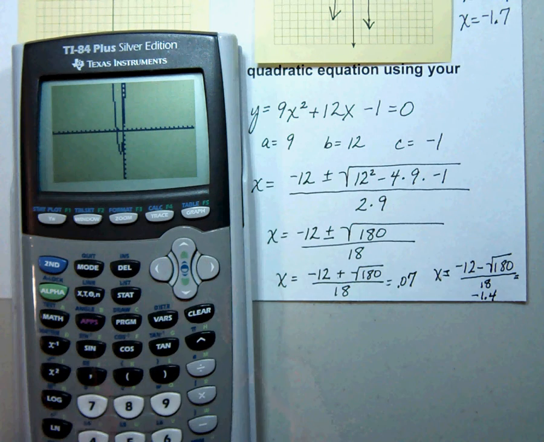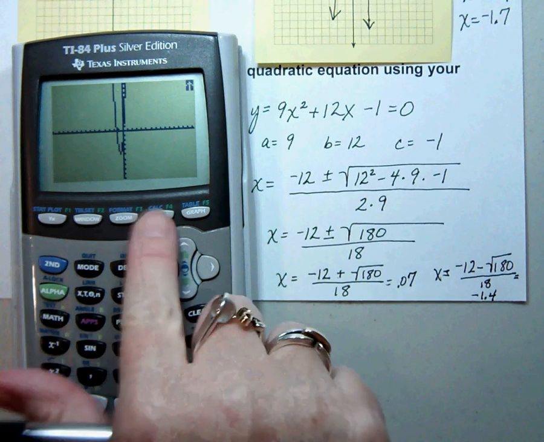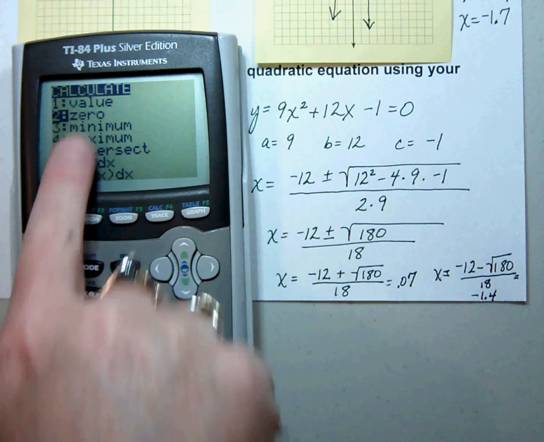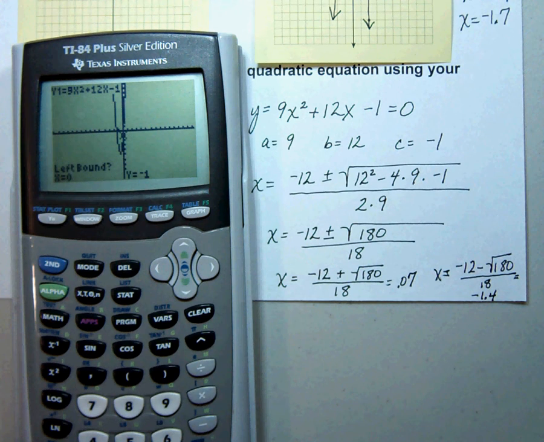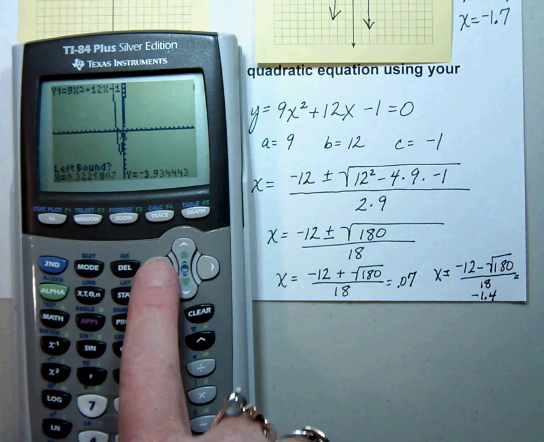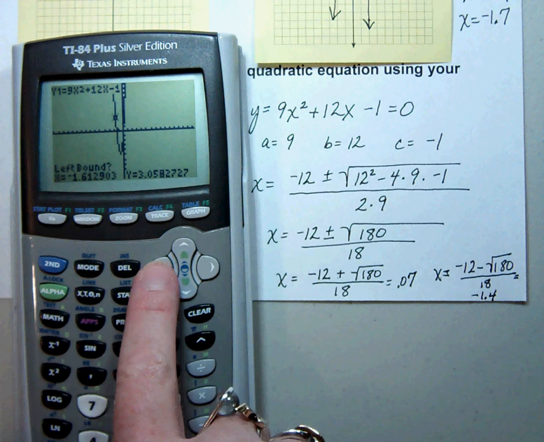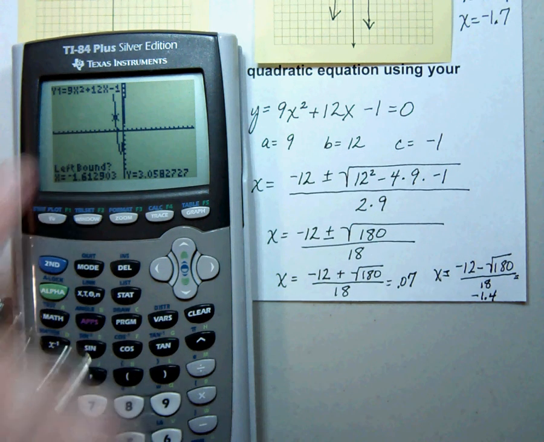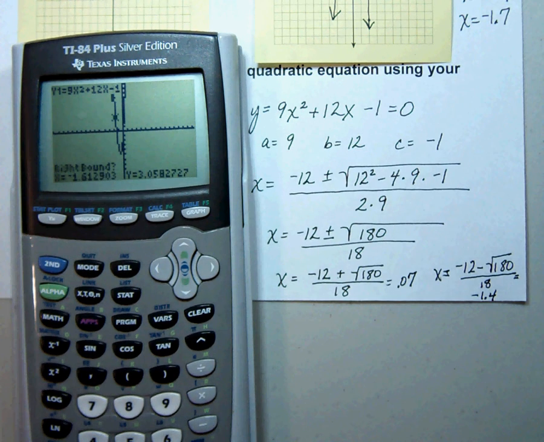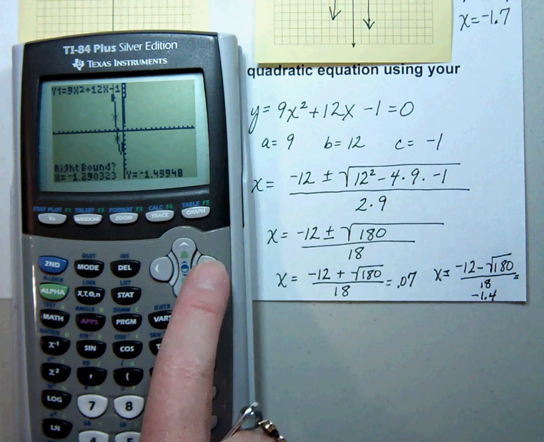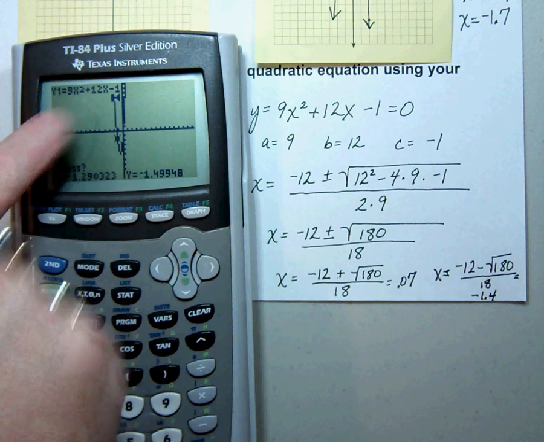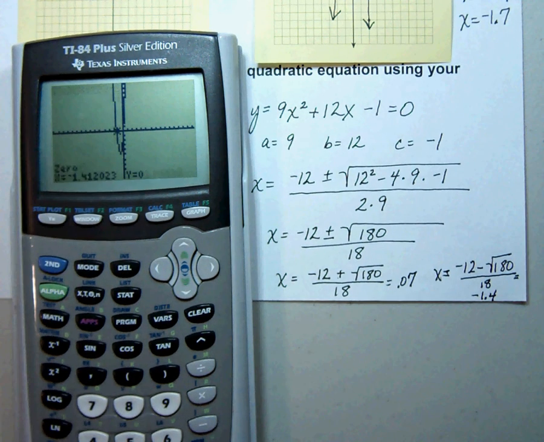Let's review using the second trace button. If you push second trace and you go to one of your zeros, see the second one says zero, you push enter. Now this is going to be a little harder to do because it's so tiny, but we'll just do the left side of that parabola first. I need to be above the x-axis before I push enter. Now to get to the right side, we just need to be below the x-axis. Now the arrows are kind of close together on this, but I think it'll work.